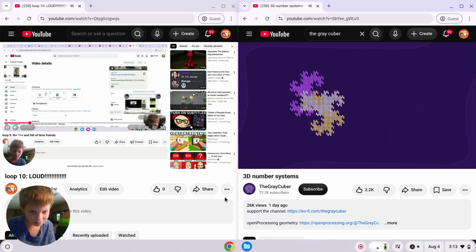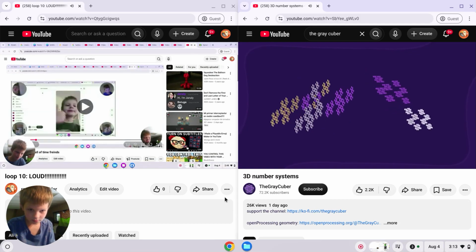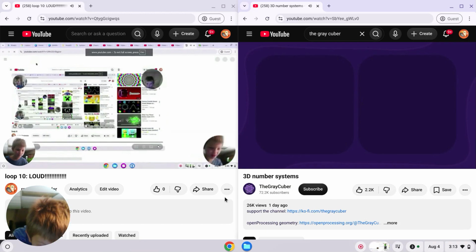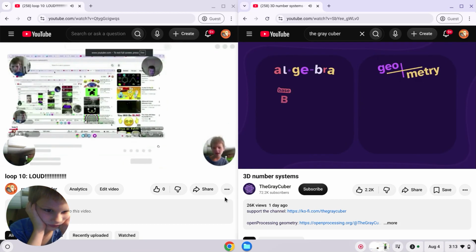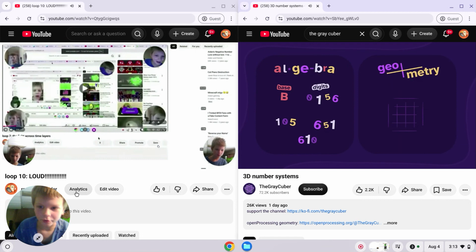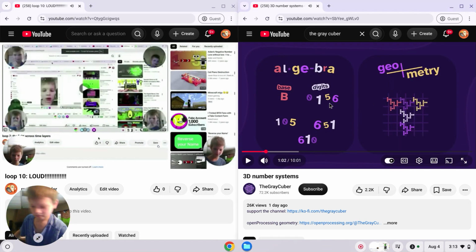Can we find a way to turn these 2D fractals into 3D fractals? Well, this idea can be viewed from two different perspectives, algebra or geometry. With algebra, we have a base and some digits, which we use to write numbers. With geometry, we have a grid that contains the shape.